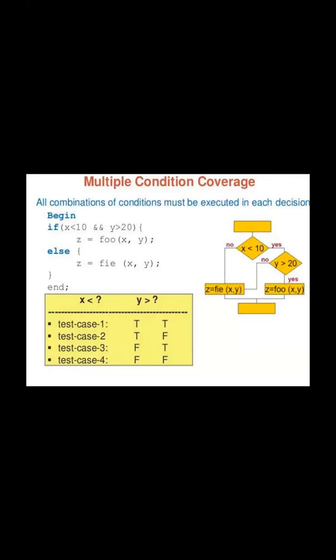If first condition is false, second condition is true, then it will call the function f of x comma y. So we have two variables and two conditions. So we are taking 4 combinations. Test case 1 for true, comma true, test case 2 for true, comma false, test case 3 for false, comma true, and test case 4 for false, comma false.